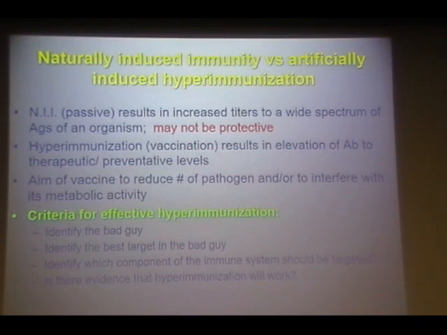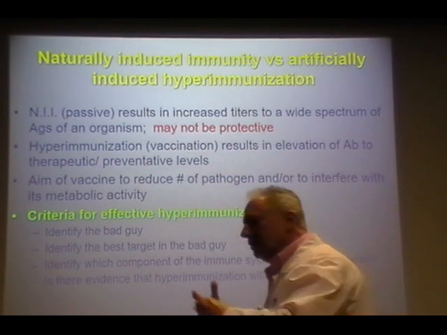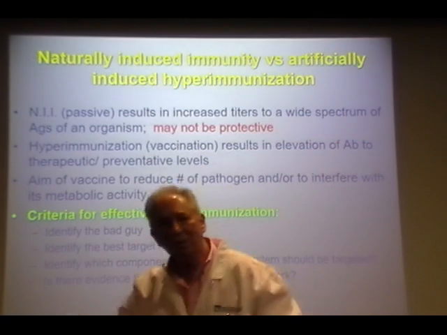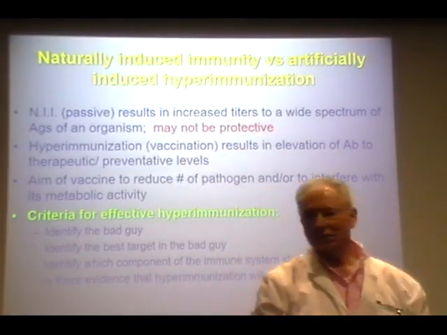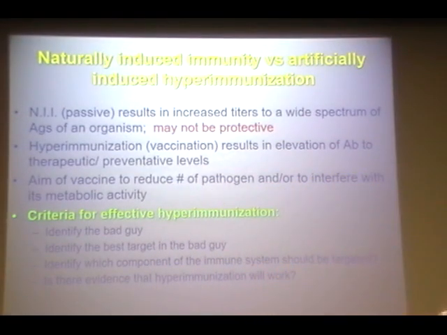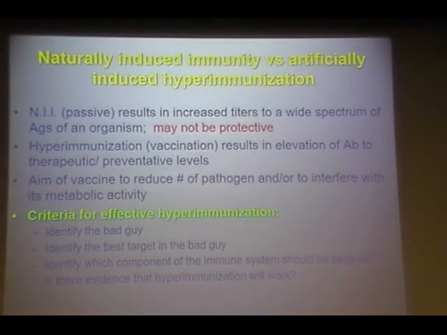Now this is another busy slide that talks about naturally induced immunity, NII. That's passive immunity, which is what I was talking about before. You get caries, and the natural event that happens is an increase in titer. But those titers are very general, and if they do increase, they're not really increasing well. They may not be protective.